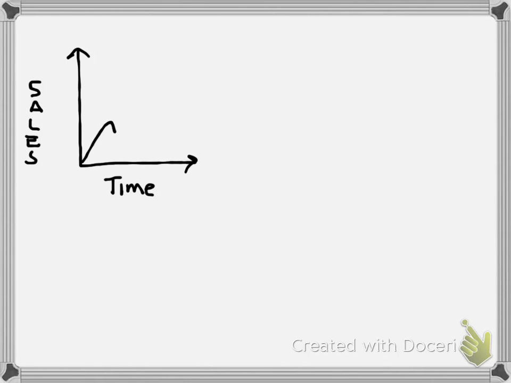Okay, one more where I'm going to give you a graph, and your job is to interpret what was going on. And then we're going to go the other direction. I'm going to give you a situation, and you're going to have to come up with what the graph would look like. So this is sales, and this is time. So this is revenue, which is a fancy way of saying money brought in, from a local clothing store.